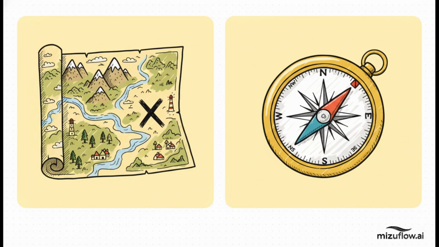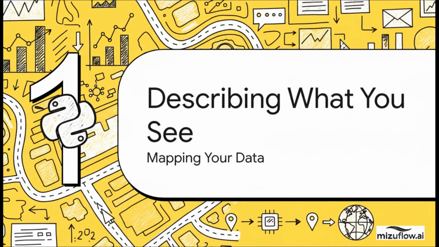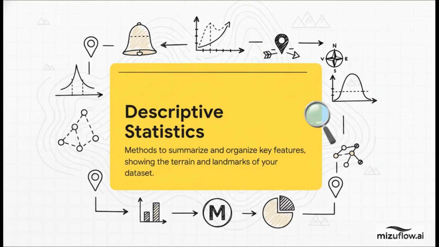That's our game plan. So let's kick things off with part 1, mapping your data. Before we can even think about making predictions, we have to get a really good handle on what we're actually looking at. So, what are descriptive statistics? Honestly, they're just the tools we use to summarize and organize everything. This is how we find the center of our data, the average, how spread out it is, and just its overall shape. We are literally drawing a map of our dataset.